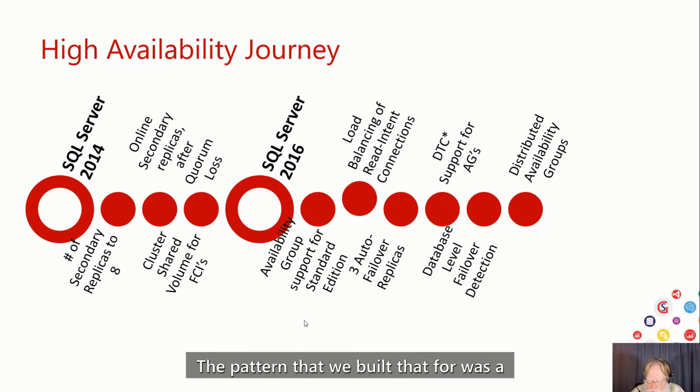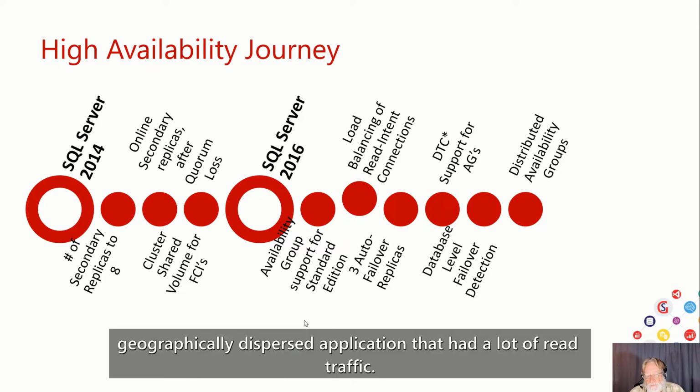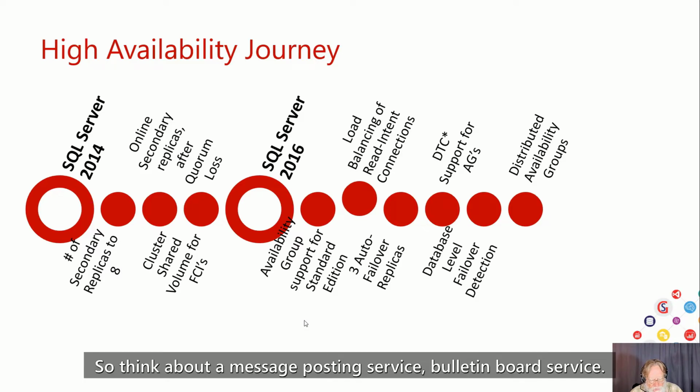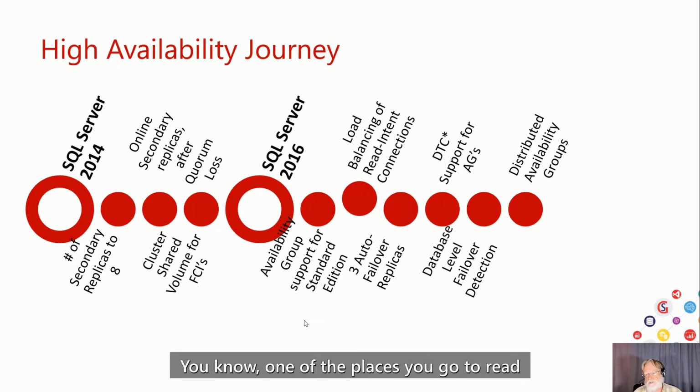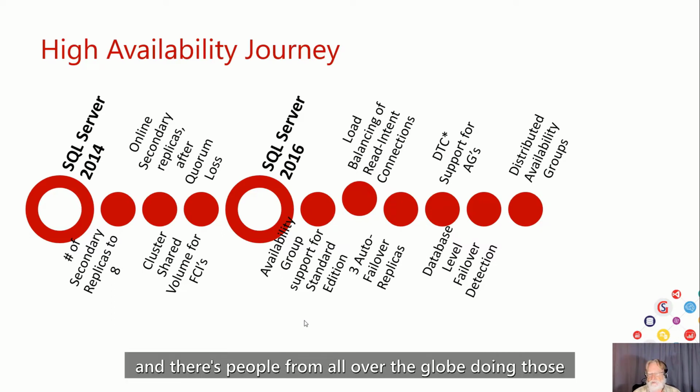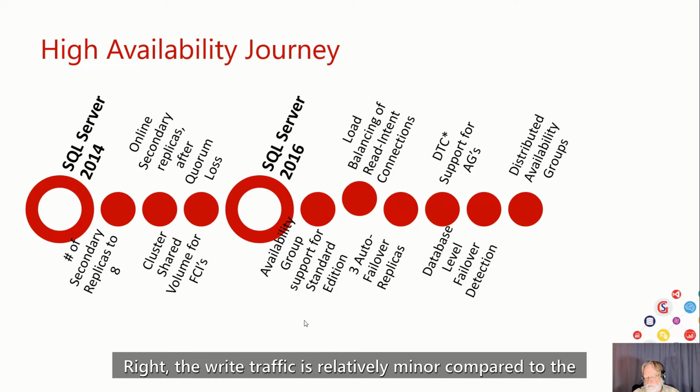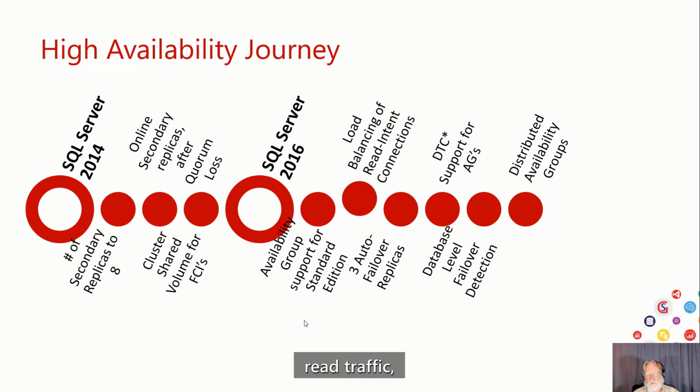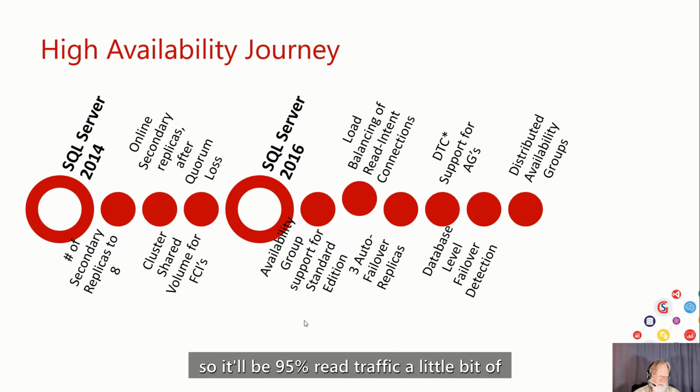The pattern that we built that for was a geographically dispersed application that had a lot of read traffic. So think about a message posting service, bulletin board service, one of the places you go to read tips and tricks for technical stuff. And there's people from all over the globe doing those reads. The write traffic is relatively minor compared to the read traffic. So it'll be 95% read traffic, a little bit of write traffic.